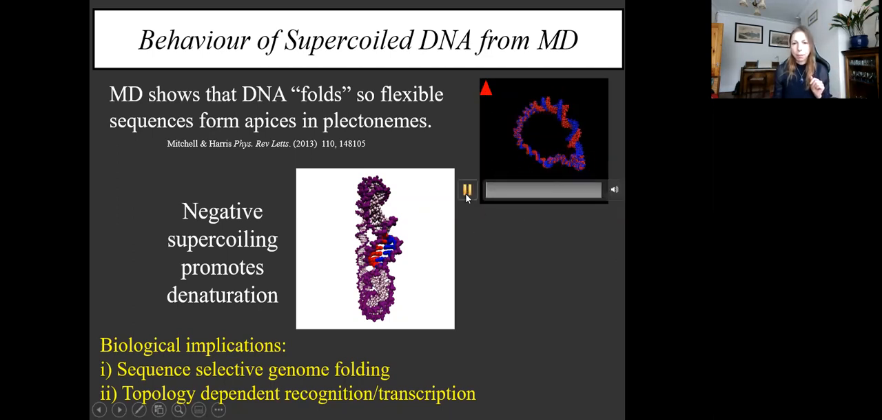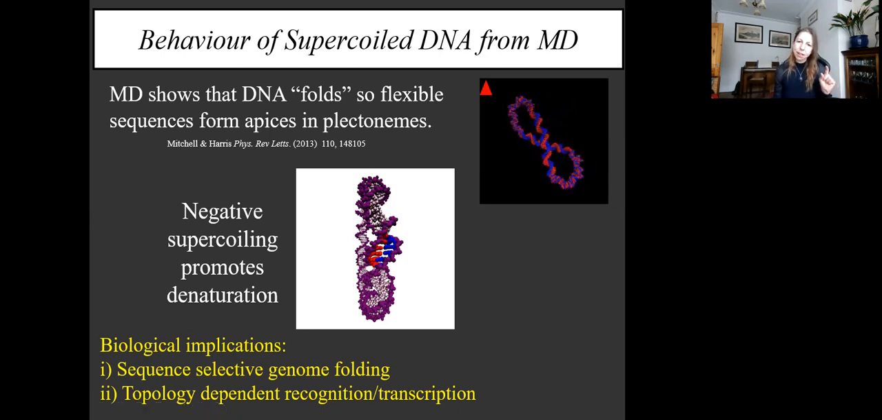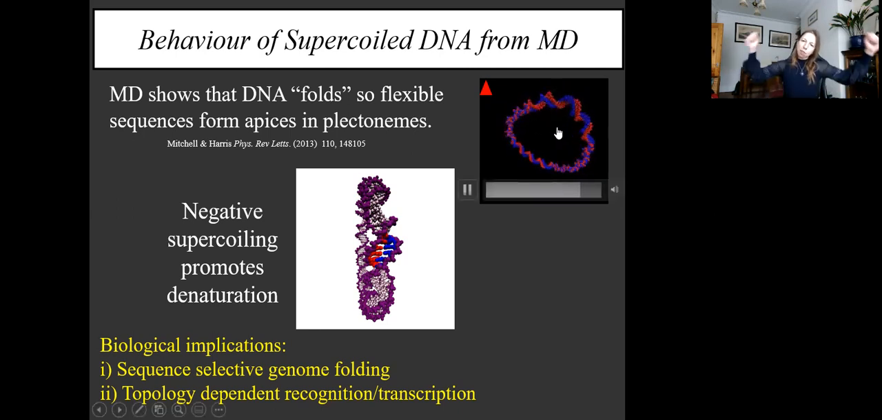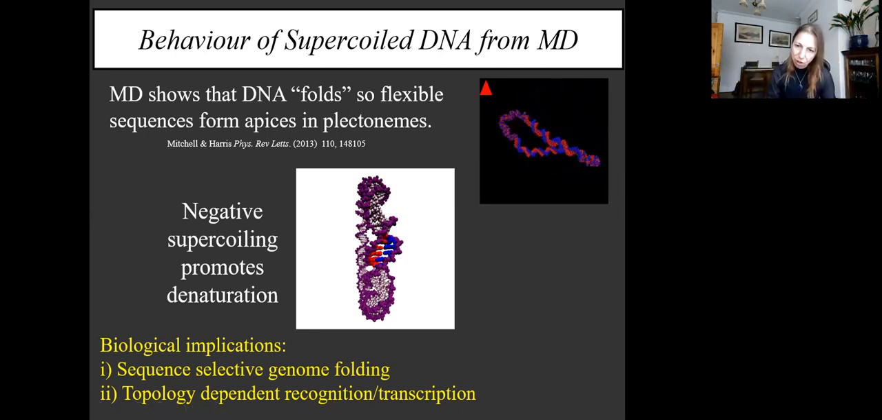So if I play this one, what I've done here is design a sequence with two flexible regions, alternating CG-CG opposite another flexible region, and then stiff regions, GG-GG-GG-GG-GG, in the center. And when I raise and lower the salt concentration, that changes the propensity of the DNA to compact.